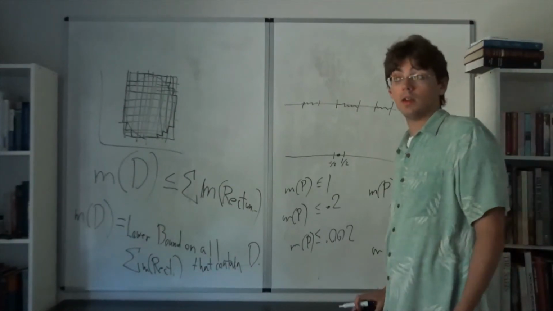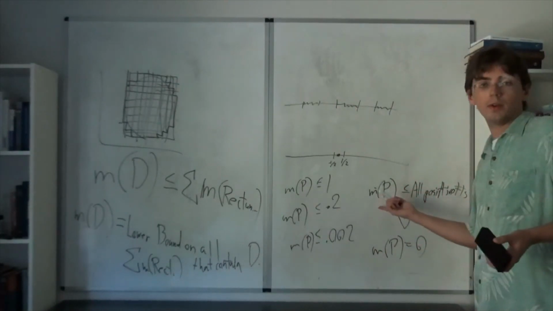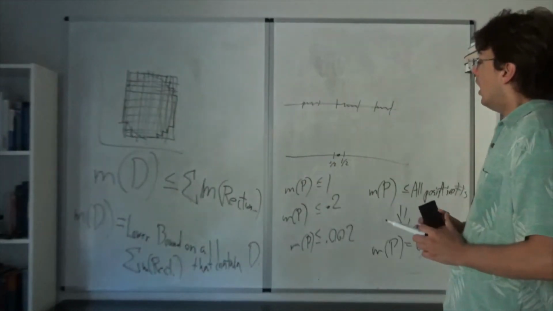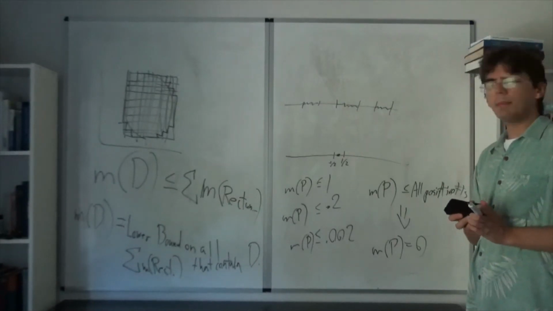Smaller than anything with a positive value, you are 0, therefore. And negative values are excluded here. There's no such thing as negative measure. Okay. So that's nice.